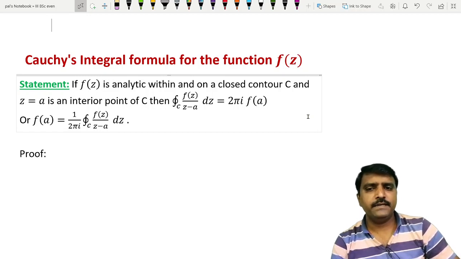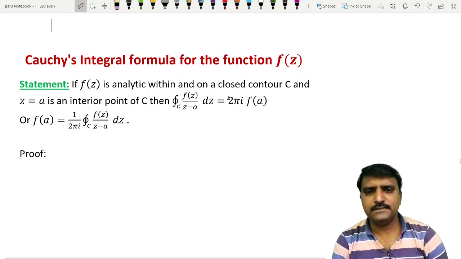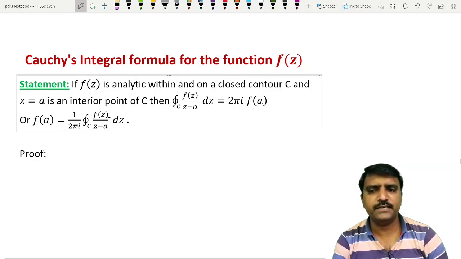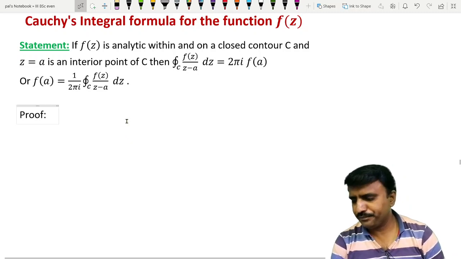So integration of f of z by z minus a with respect to z is equal to 2 pi i into f of a. Or f of a can be written as, just rearranging this, f of a is equal to 1 by 2 pi i into integration of f of z by z minus a into dz. It is one of the important results.